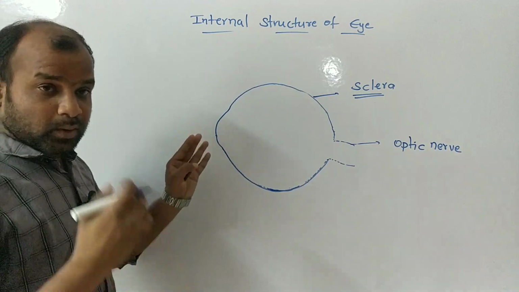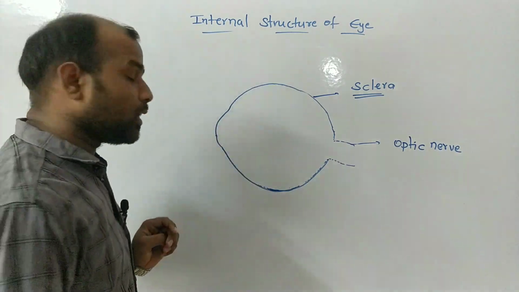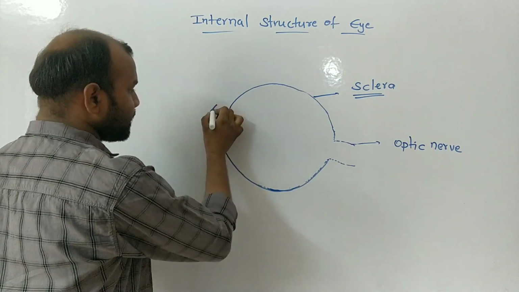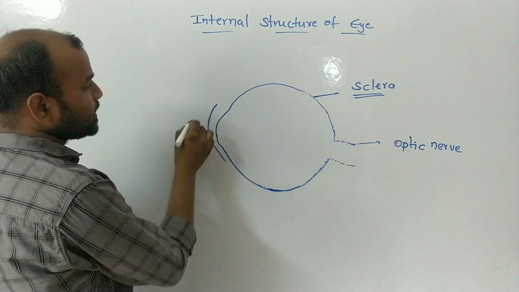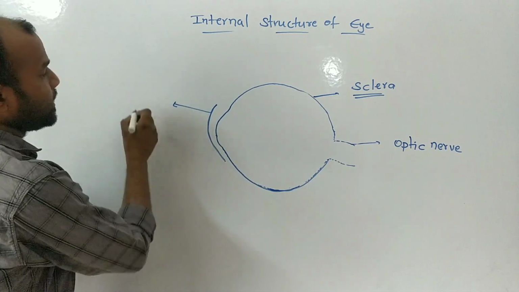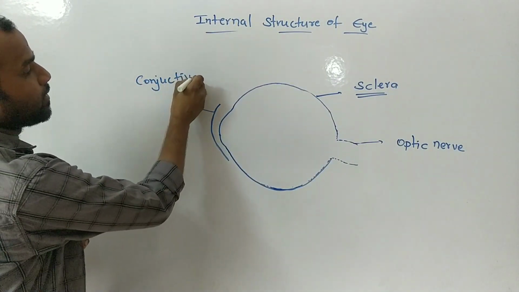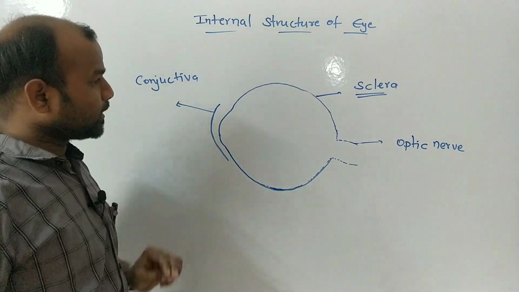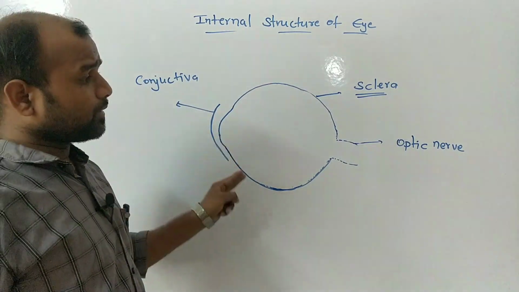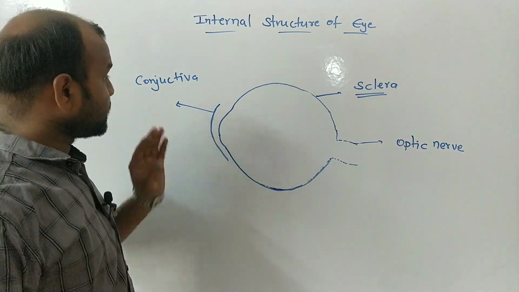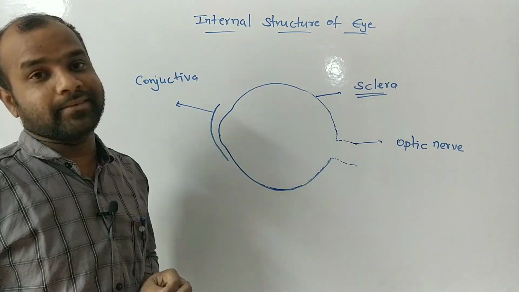The anterior part of the eyeball is covered by a thin transparent layer. This thin transparent layer is called the conjunctiva. The eyeball is protected by this thin transparent, crystalline structure called the conjunctiva.